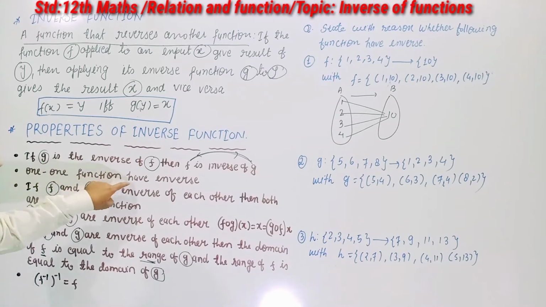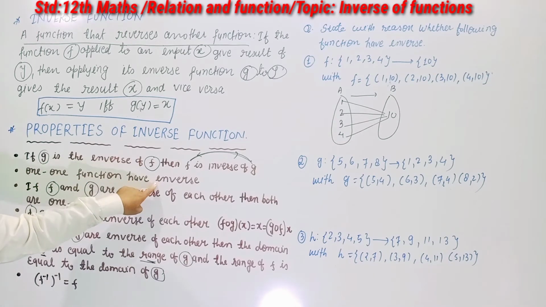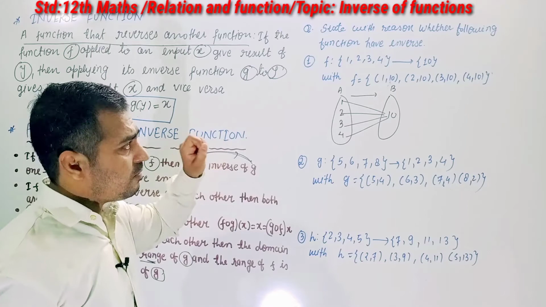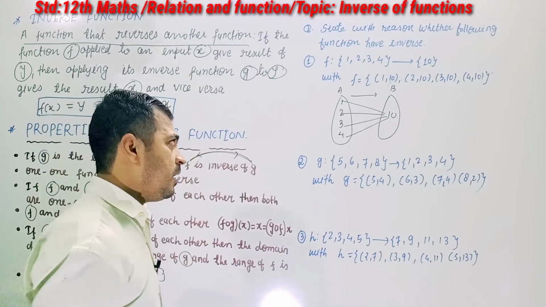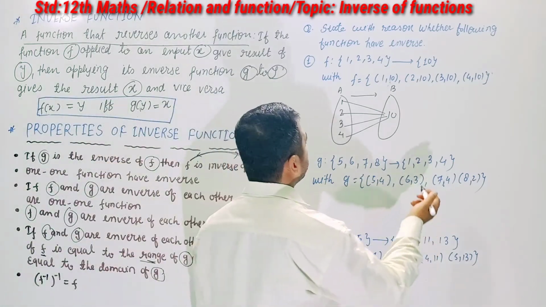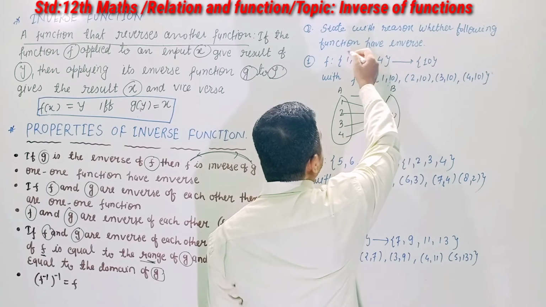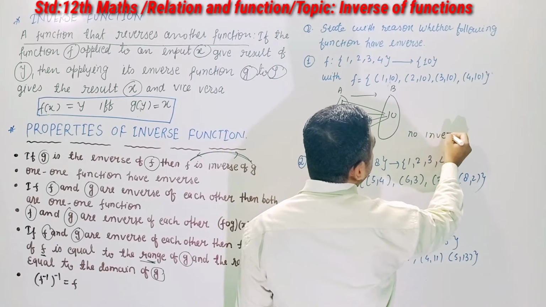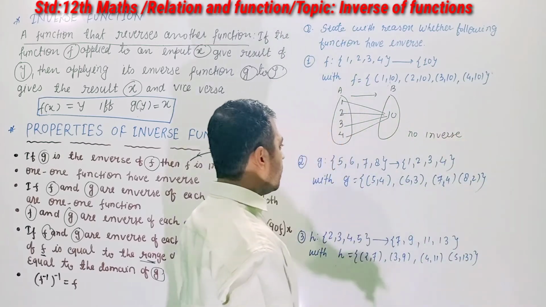a function having an inverse must be one-one. Is it a one-one function? No. So you can say that the given function does not have an inverse.